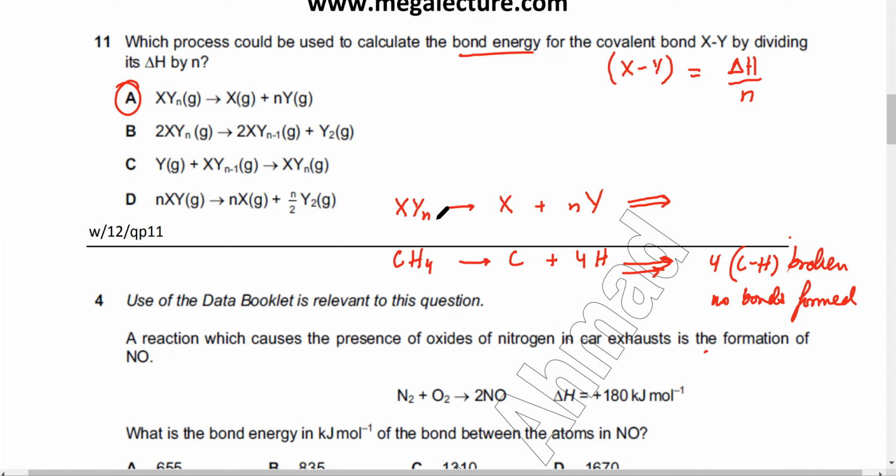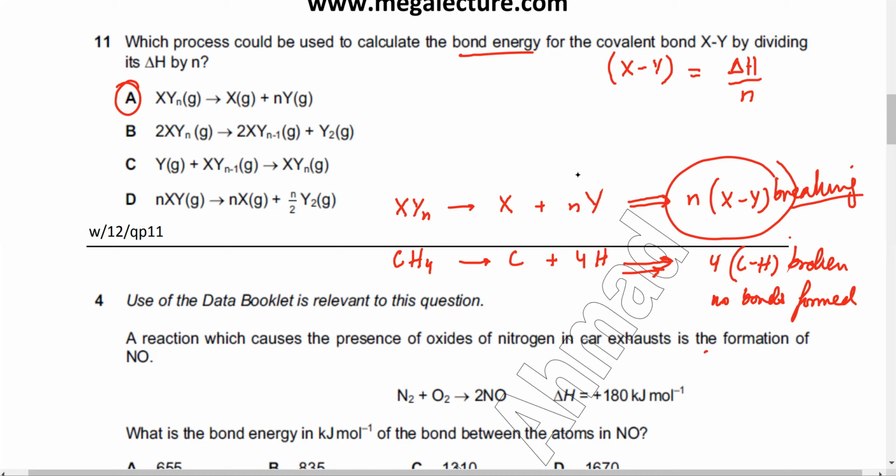Now, based on this analogy, how many bonds am I breaking? I'm breaking XY bonds, and how many of them? N bonds of XY. And how many bonds am I forming? No bonds have been formed between Y and X. So on the product side, there are no bonds being formed. So the entire reaction is that I'm breaking N bonds of XY.